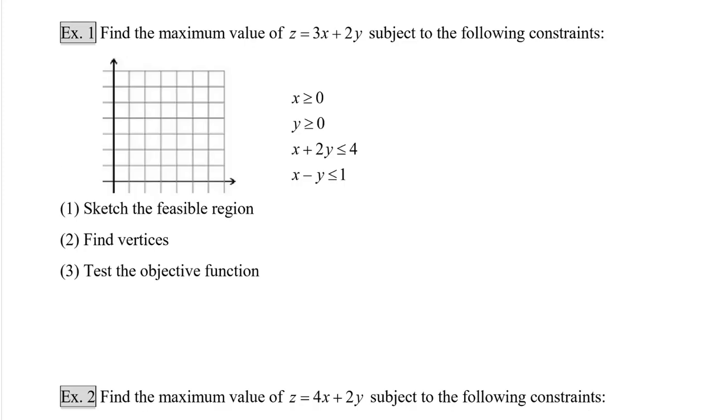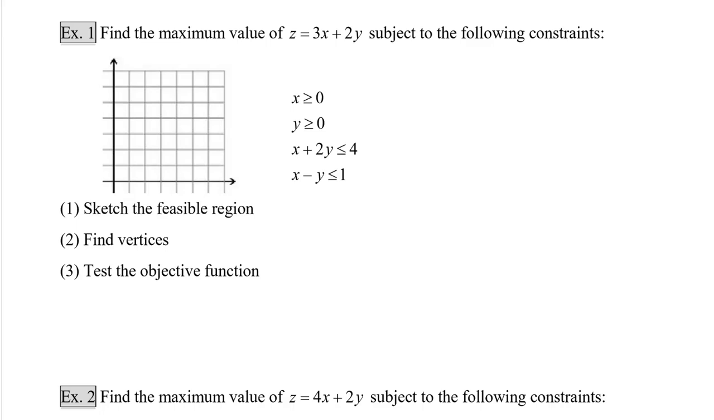Example 1. Find the maximum value of z equals 3x plus 2y. This is our objective function, subject to the following constraints. x is greater than or equal to 0, y is greater than or equal to 0, x plus 2y is less than or equal to 4, and x minus y is less than or equal to 1. Now remember, we have to start by first sketching the feasible region.